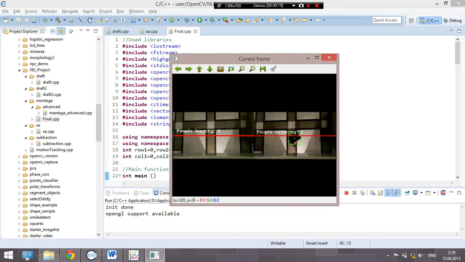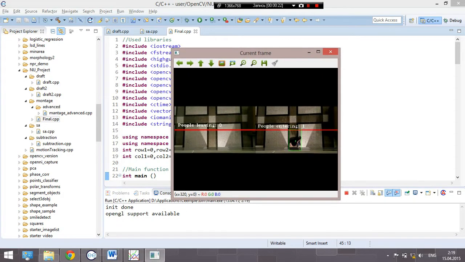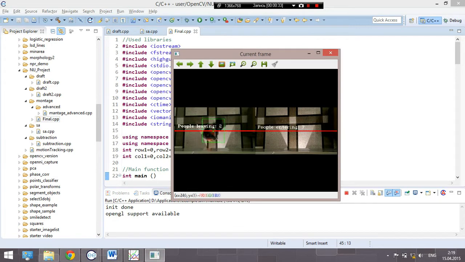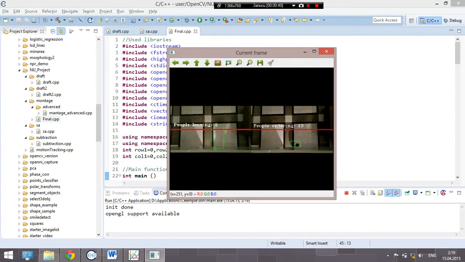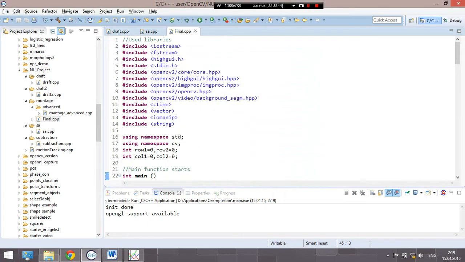We consider several cases, so the first one is just one man. Now a group of people passing, and the program counts them correctly. Then the program also counts a running person. And also on the left, we have the number of leaving people, and the program counts them simultaneously. And the video ends here.